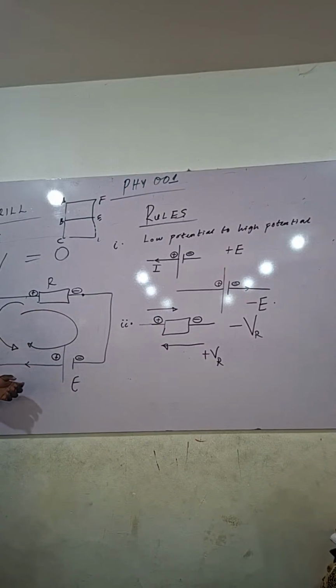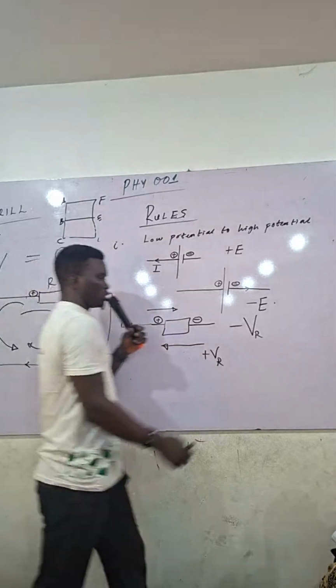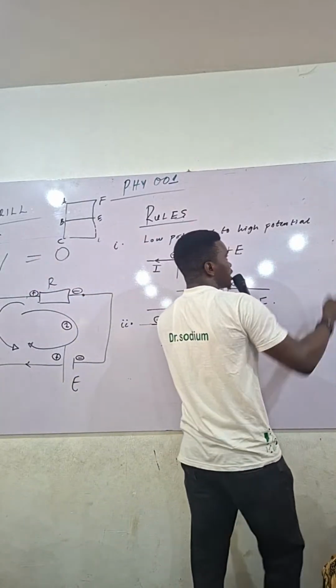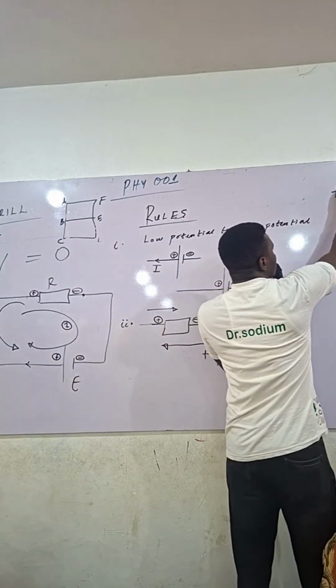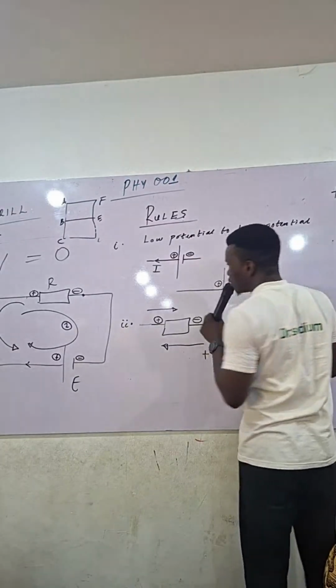So now, for the first loop, you can decide to take it anyhow you like, you will still get the same answer. For the first one, let's say I want to do it for that first one. So what will it be? That means I will sum all the potentials together. That means positive E, then plus, and summing all of them.